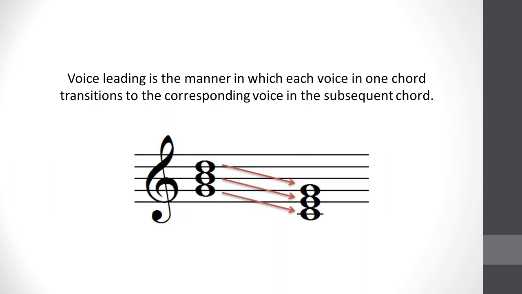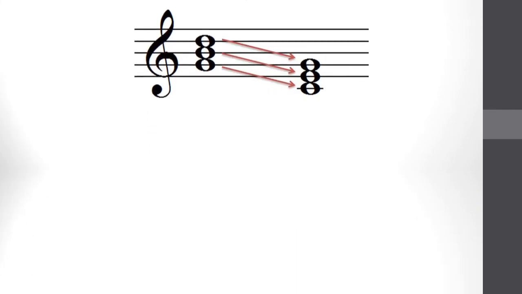If you look at the movement of a G major chord in root position to a C major chord in root position, you will notice that each voice moves downwards by a perfect fifth. To create better transitions between chords, composers use chord inversions.